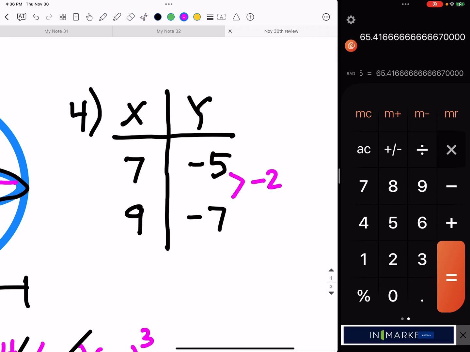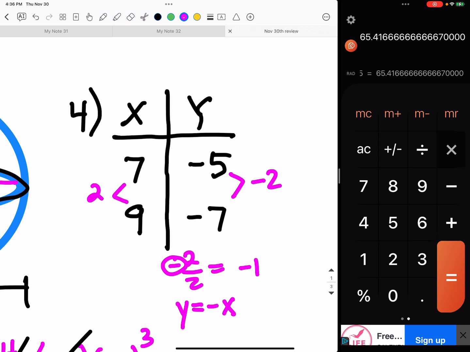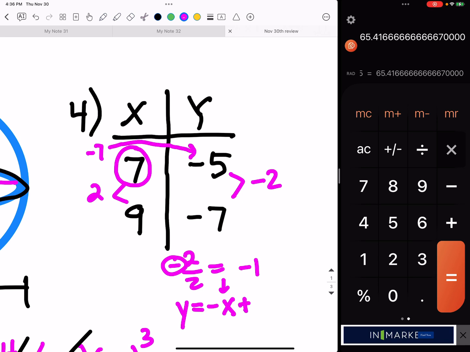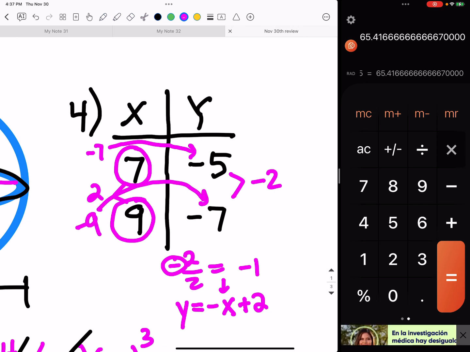All right, this guy, let's see. This goes down 2, this goes up 2. Negative 2 divided by 2, 2 divided by 2 is 1. Nothing killed off the negative, so the slope is -1. So y equals -1x, but we don't write 1. So y equals -x. What does that mean? My y should be the same thing as negative my x. So here's my x. If I make it negative, that's -7, but it's supposed to be -5. So I need to add 2, because -5 is actually bigger than -7. So if you take your x and make it negative and add 2, if I make 9, -9, and then add 2, yep, I get -7. There we go.